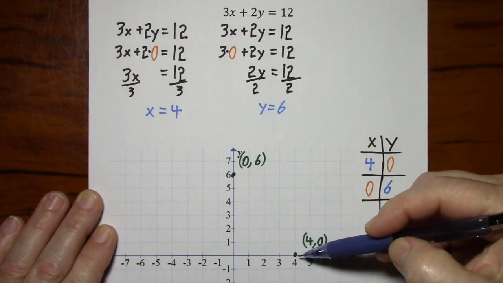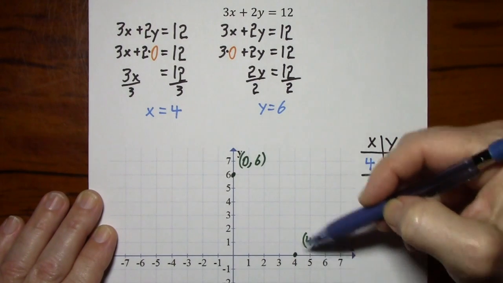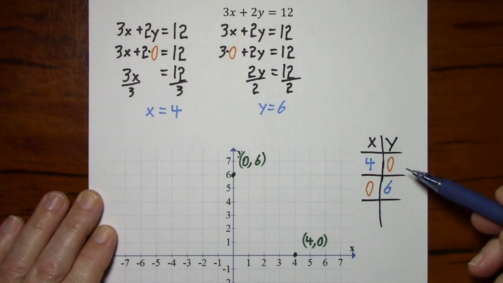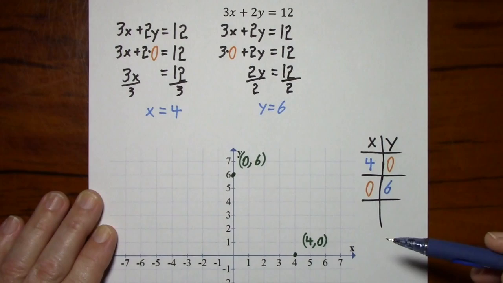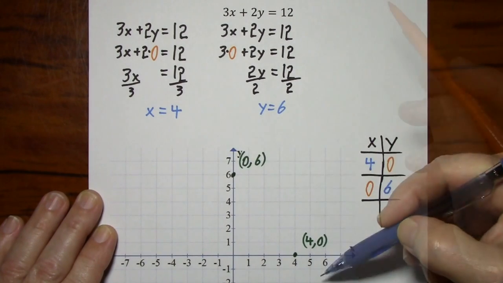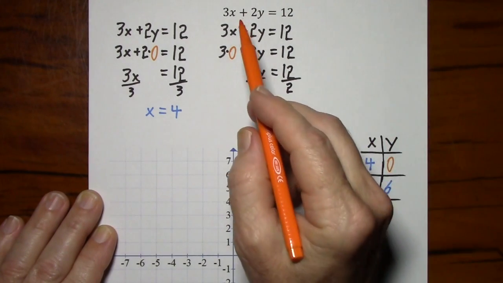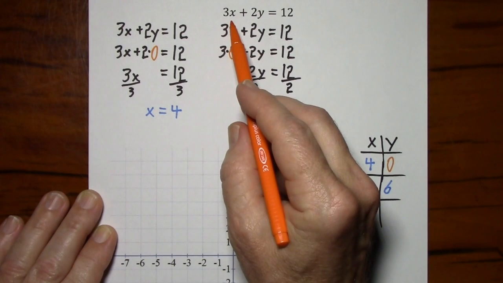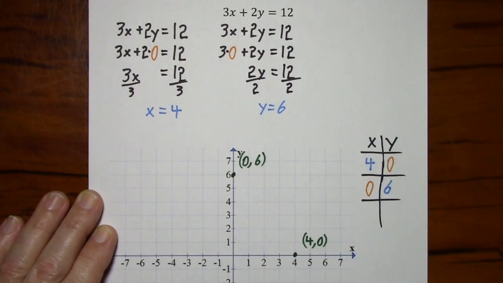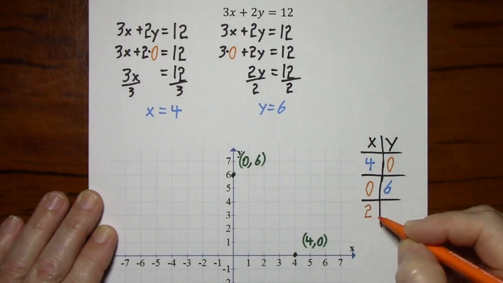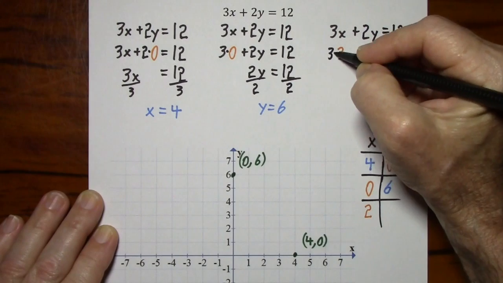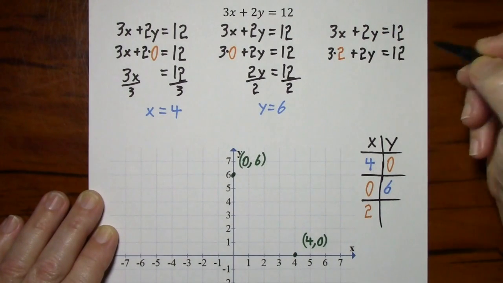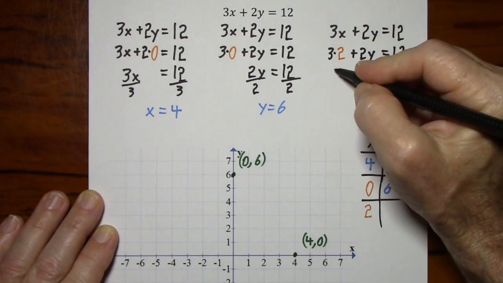Now with 2 points, I could draw a line. But it's a good idea to pick a third value and find a third point, just to be sure everything lines up. So if I say x is 2, it looks like this equation will solve pretty easily. So with x being 2, we'll see what y is. This gives us 6.